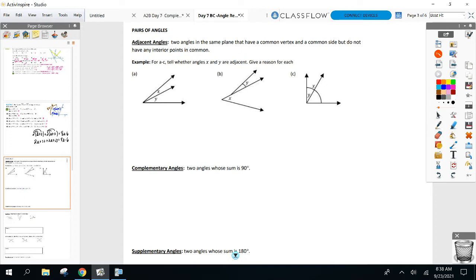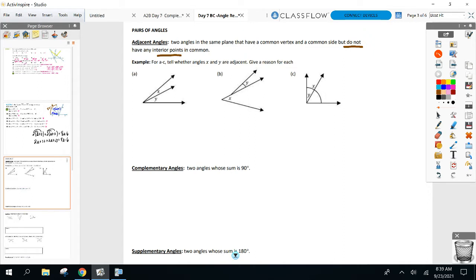So everyone look at angle X and angle Y in part A. Do they share a common ray? Yeah, everyone sees the common ray they have. And do they have a common vertex? Yep, common vertex, common ray. Now, what does it mean by no interior points in common?